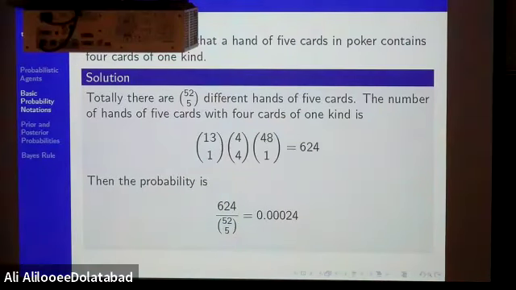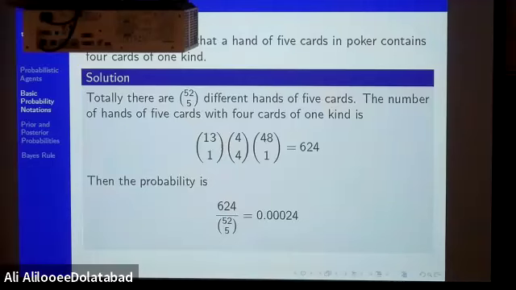Because as we explained, for example, how many cards do we have which are spade? How many cards do we have which are heart? How many cards do we have which are diamond? There are 13 cards which are diamond. And you know that the cards which are diamond include ace, numbers 2 to 10, jack, king, and queen. Therefore, there are 13 cards which are diamond. There are 13 cards which are heart. That's the reason that here we have 13.